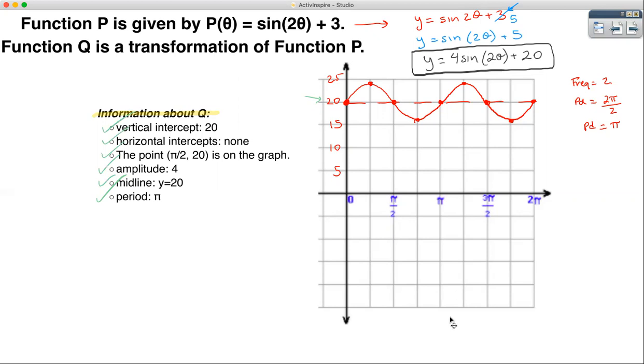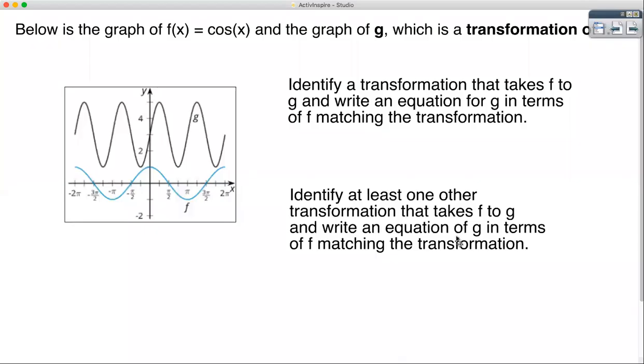All right, so we're going to work on one more task right now. This time, we're actually going to be looking at 2 different functions on a graph, function f and function g, and we're going to have to figure out the transformations. We're going to have to figure out the equations for their transformations. So let's see what that looks like. All right, here you go.